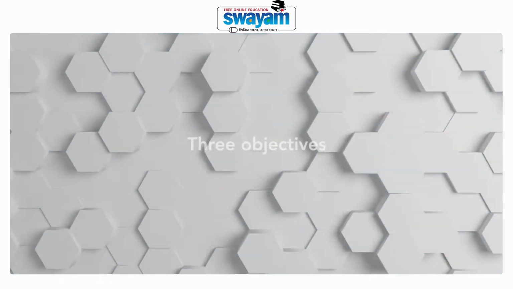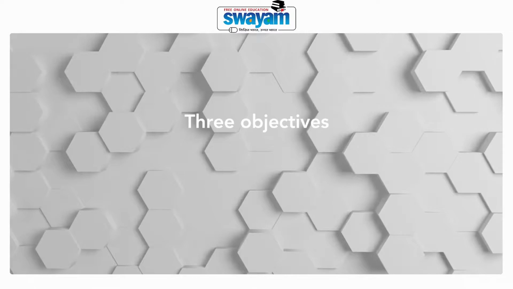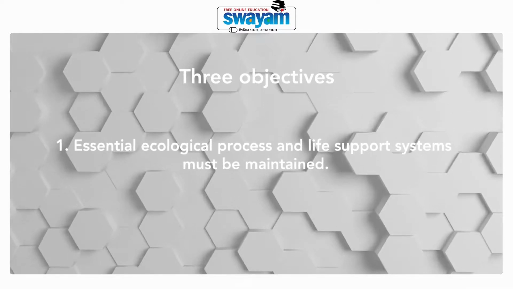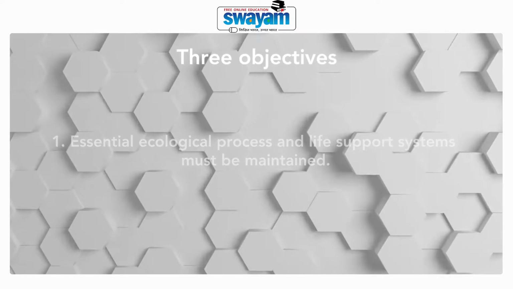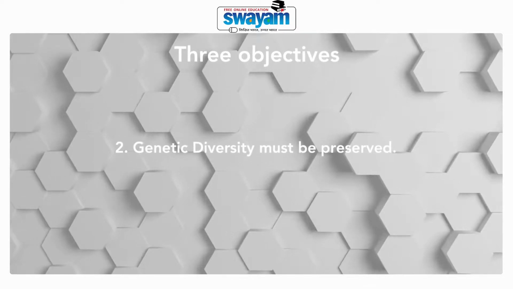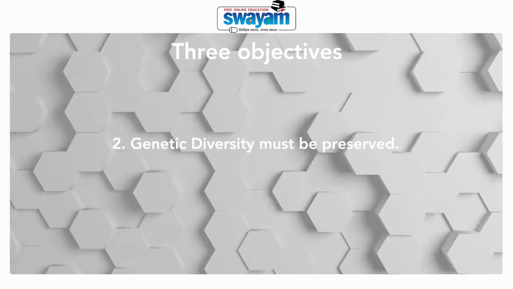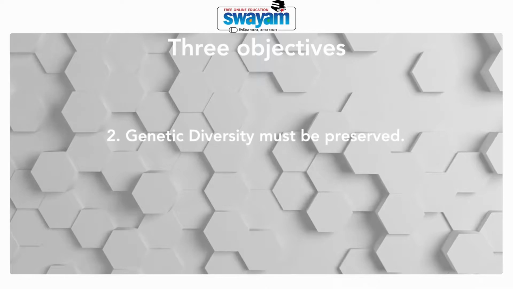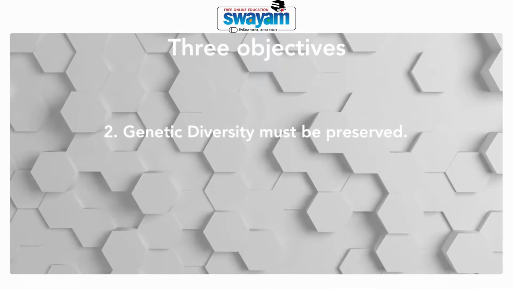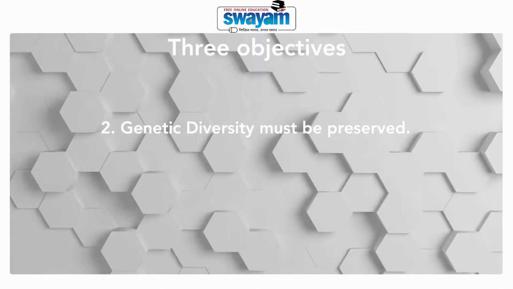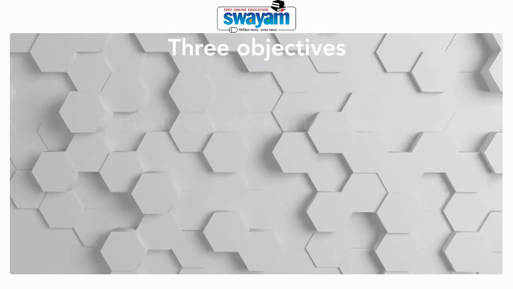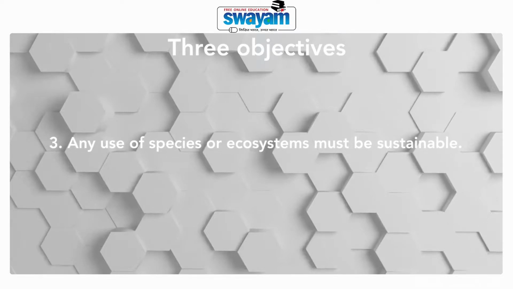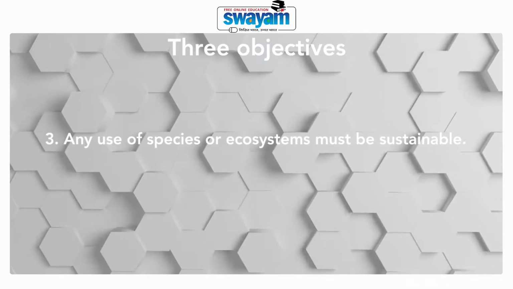Under this strategy, there are 3 objectives. One is the essential ecological process and life support systems must be maintained. Genetic diversity must be preserved, because our own genes are just a part of this global genetic pool that is there for us as an insurance for the future. And the third objective is that any use of species or ecosystem must be sustainable.